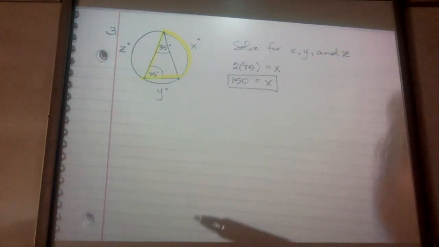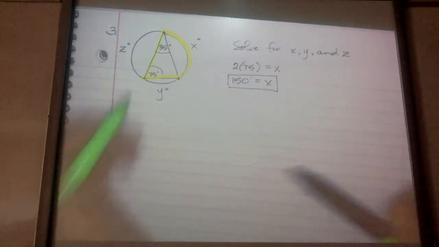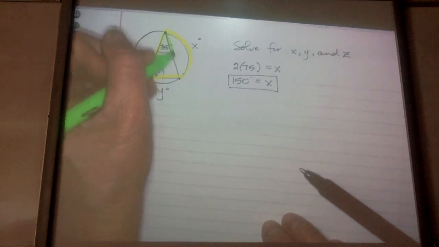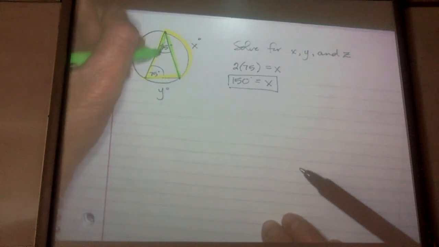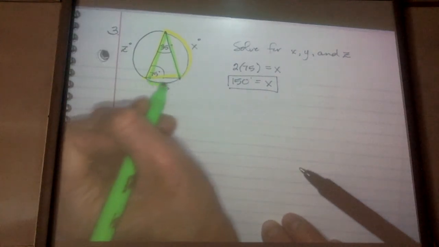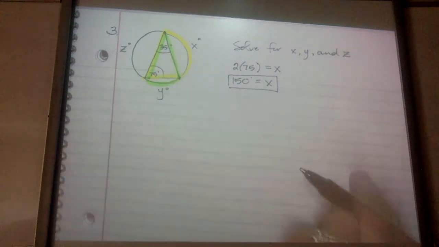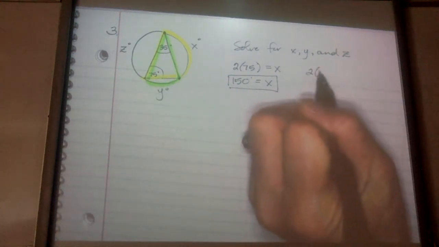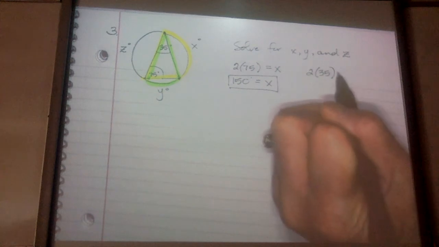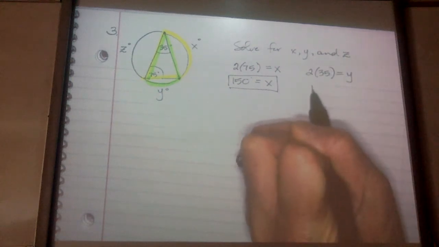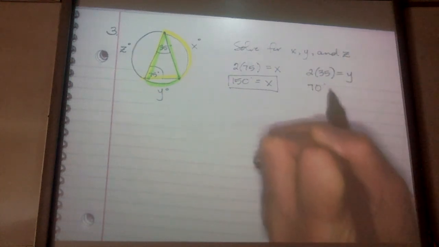The same must be true for y. If I look down here, I know that y shares the inscribed angle of 35. So 2 times 35 would equal y. So 70 degrees equals y.